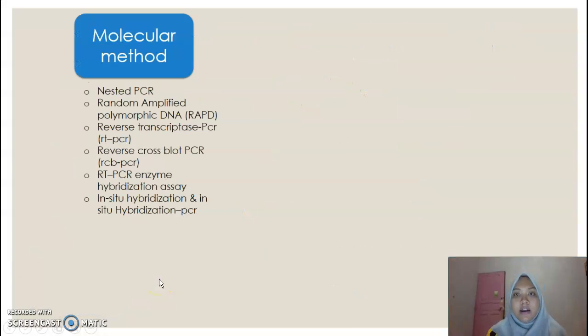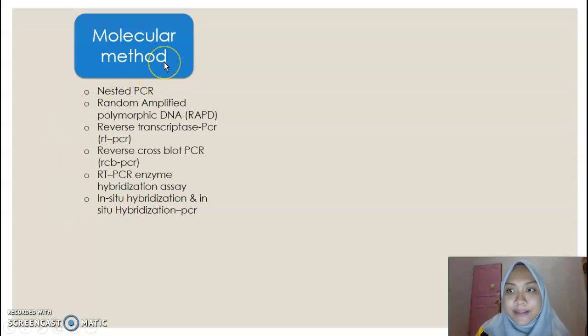Okay, rapid detection and identification of fish pathogen is necessary because early detection can control the fish disease outbreak. Hence, the technique is easy to do. So, I got two methods, the first one is molecular method.